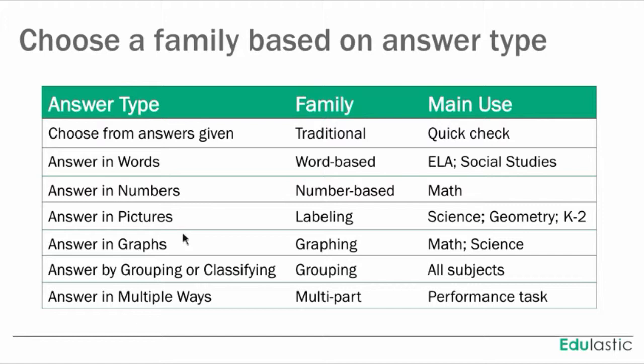Finally, the answer into grouping or classifying. So if you would like the student to order or classify or group items, which is good for all different types of subjects, then you want to look in the grouping family. And finally, multi-part is where you want multiple different ways. This is the most difficult type to create and the most difficult type to answer. And so the performance tasks use these, where you might have part A, part B, part C, and it's just one question in your assessment.